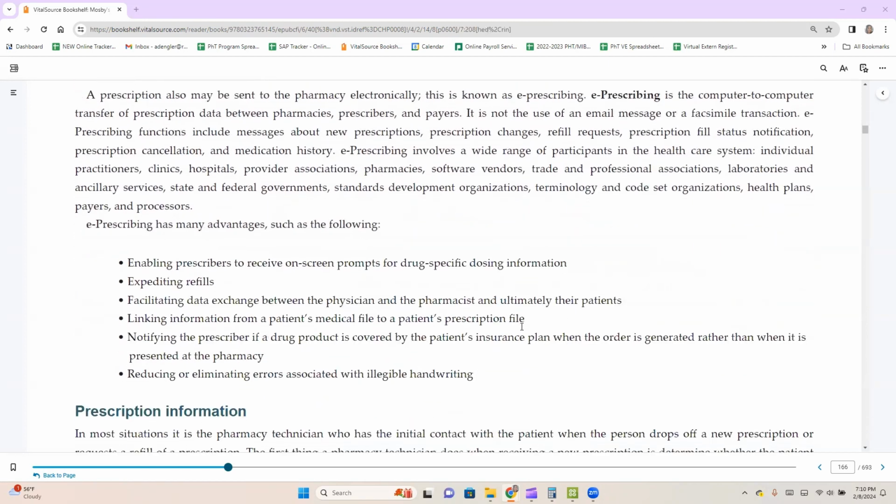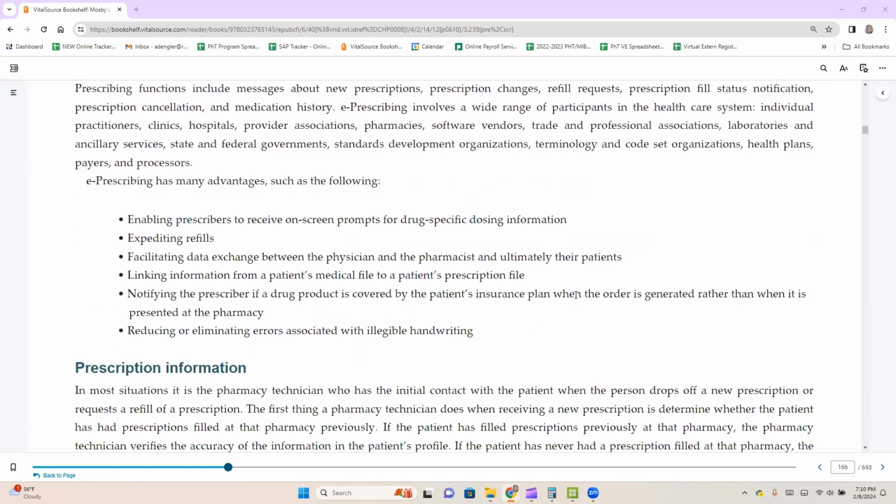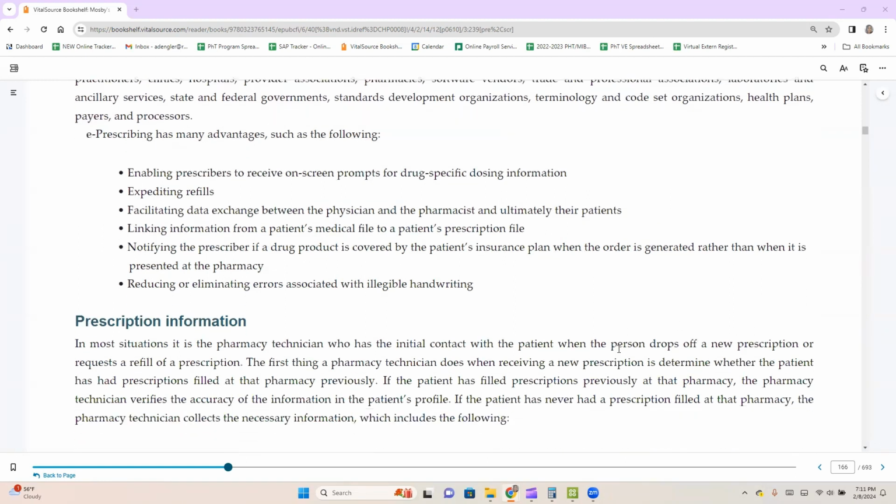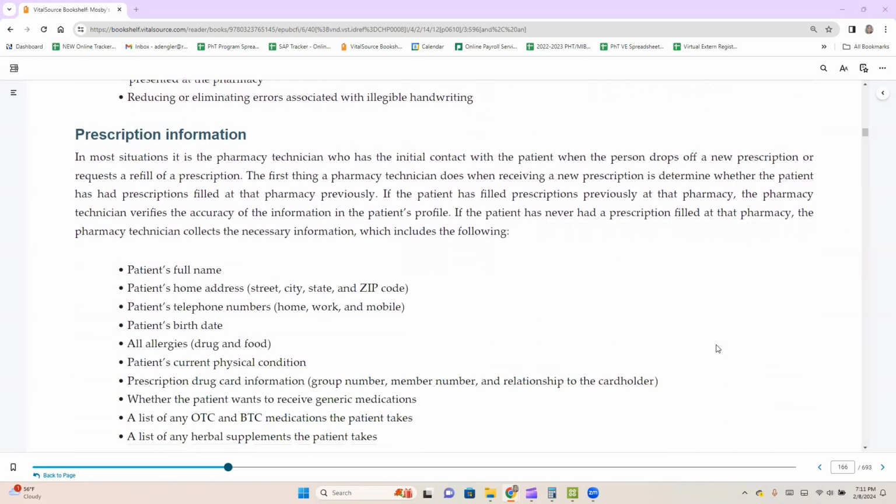We have many different advantages coming from e-prescribing, such as enabling prescribers to receive on-screen prompts for drug-specific dosing information, expediting refills, facilitating data exchange between the physician and the pharmacist, and ultimately the patients, linking information from a patient's medical file to a patient's prescription file, notifying the prescriber if a drug product is covered by the patient's insurance plan when the order is generated rather than when it is presented at the pharmacy, reducing or eliminating errors associated with bad handwriting.